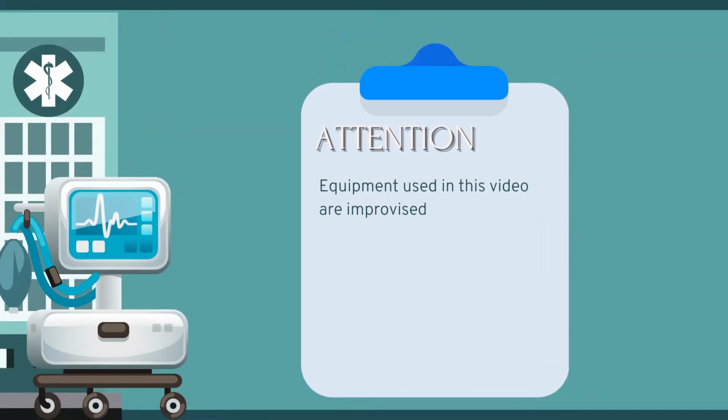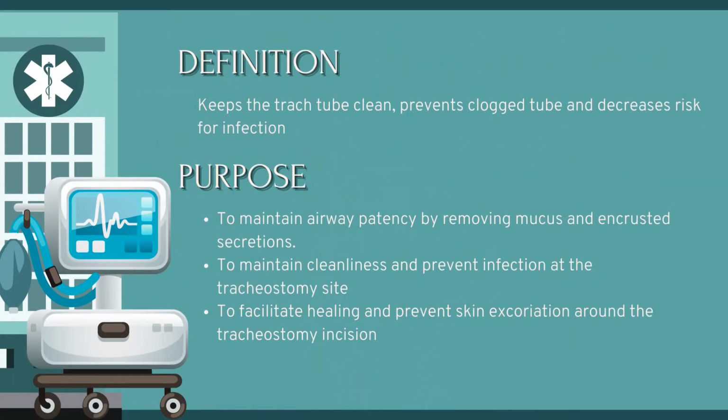First, I want you to know that the equipment used in this video are improvised. The procedure of tracheostomy care keeps the trach tube clean, prevents clogged tube, and decreases risk for infection. The purposes are to maintain airway patency by removing mucus and encrusted secretions, to maintain cleanliness and prevent infection at the tracheostomy site, and also to facilitate healing and prevent skin excoriation around the tracheostomy incision.